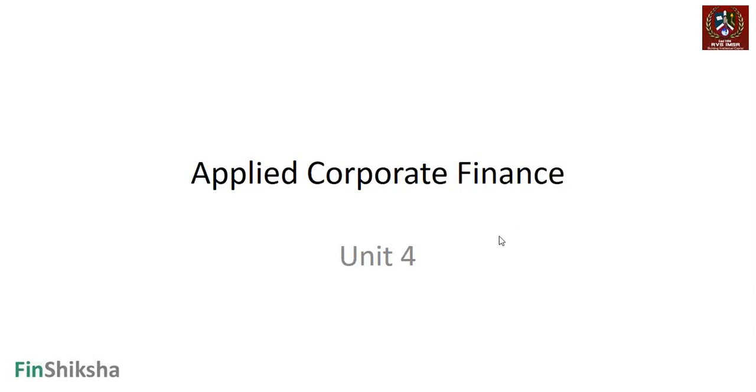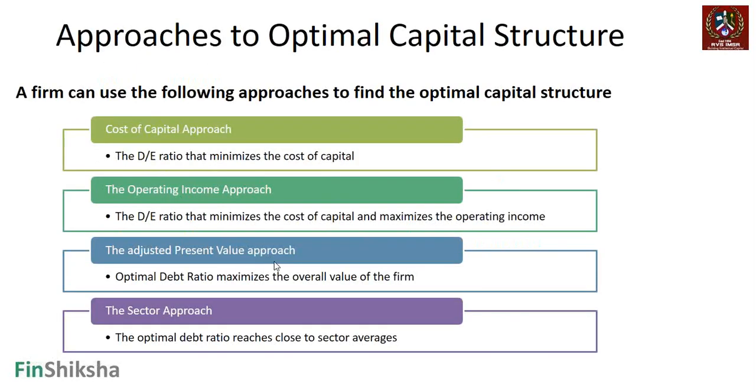In this video, we're going to discuss the other methods of arriving at an optimal capital structure. We've already seen the first two, which is minimizing the cost of capital, and minimizing the cost of capital plus maximizing the operating income approach. We are now going to focus our understanding on the adjusted present value approach, where the optimal debt ratio maximizes the overall value of the firm.